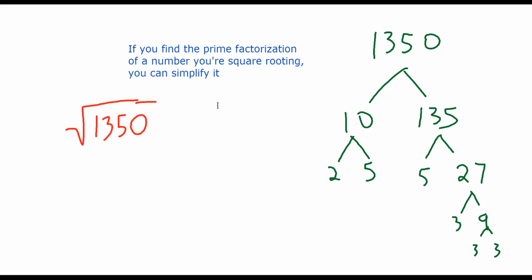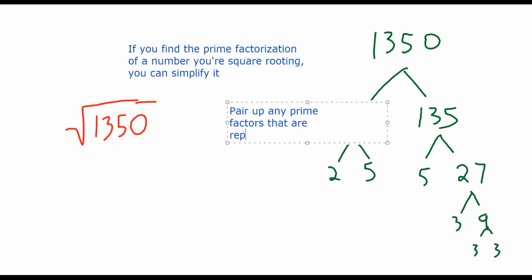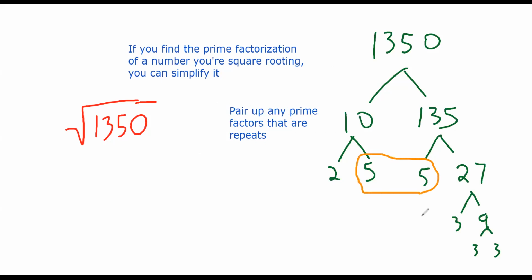Now here's what I'm going to do. I'm going to pair up any prime factors that are repeats. Well, in orange, I see we've got 2 5s here. I also have a couple 3s here. This 2 is all by itself. It doesn't have another 2 to pair up. This 3 is all by itself. It doesn't have another 3 because these 2 are taken.